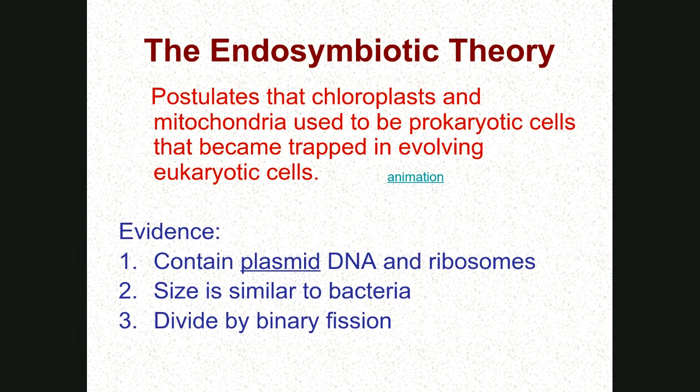Why? Because they have plasmid DNA and ribosomes. But science recently discovered that this DNA is not bacterial DNA. Still, we use this endosymbiotic theory because the size is very small, like bacteria. But this DNA is not bacterial DNA. That's what science discovered recently. And they divide by binary fission. So this is the only reason why we use the endosymbiotic theory.